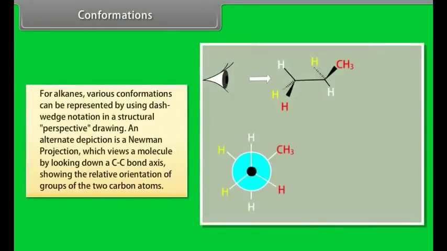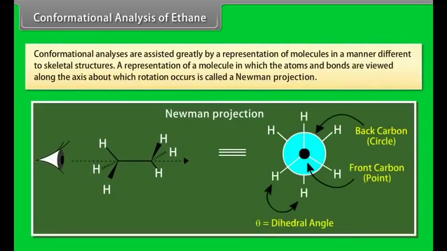For alkanes, various conformations can be represented by using dash-wedge notation in a structural perspective drawing. An alternate depiction is a Newman projection, which views a molecule by looking down the C-C bond axis, showing the relative orientation of groups on the two carbon atoms. Conformational analysis of ethane. Conformational analyses are assisted greatly by representing molecules in a manner different from skeletal structure. A representation of a molecule in which the atoms and bonds are viewed along the axis about which rotation occurs is called a Newman projection.